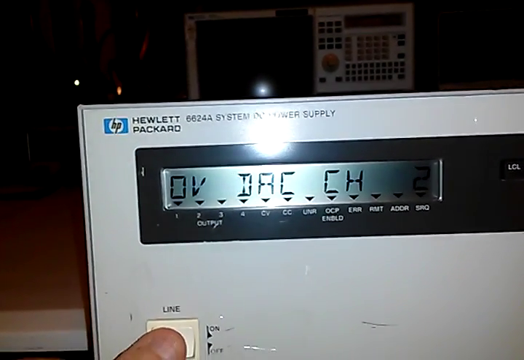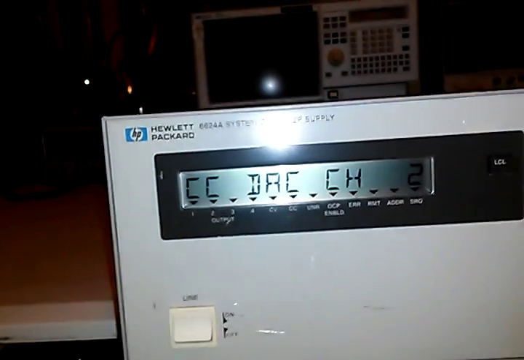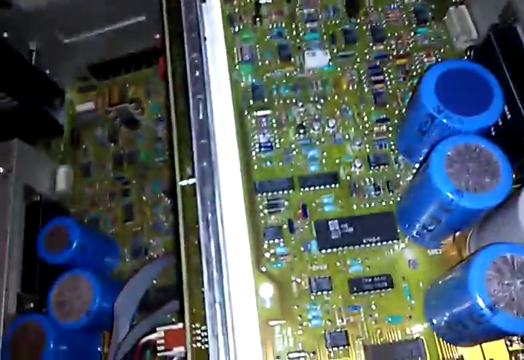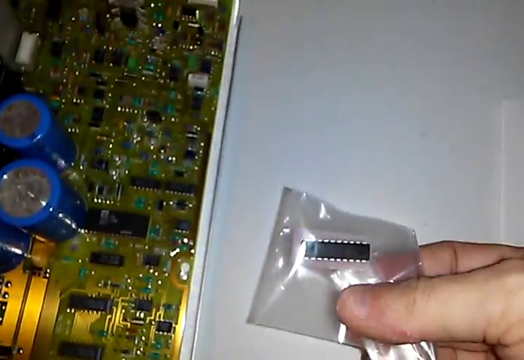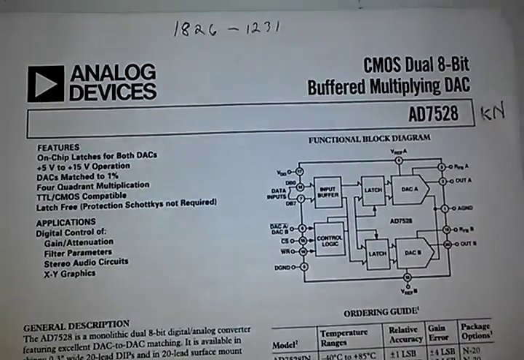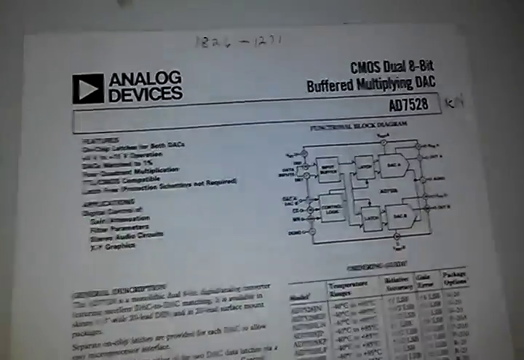And like I said, it's saying CC, which is constant current, and OV, which is over voltage DAC, on channel 2. Now, if you look that up, basically what that message points to is this chip right here. And that chip, as you can tell, I already have a replacement. And this is the data sheet for it. It's basically a CMOS dual 8-bit buffered multiplier DAC.